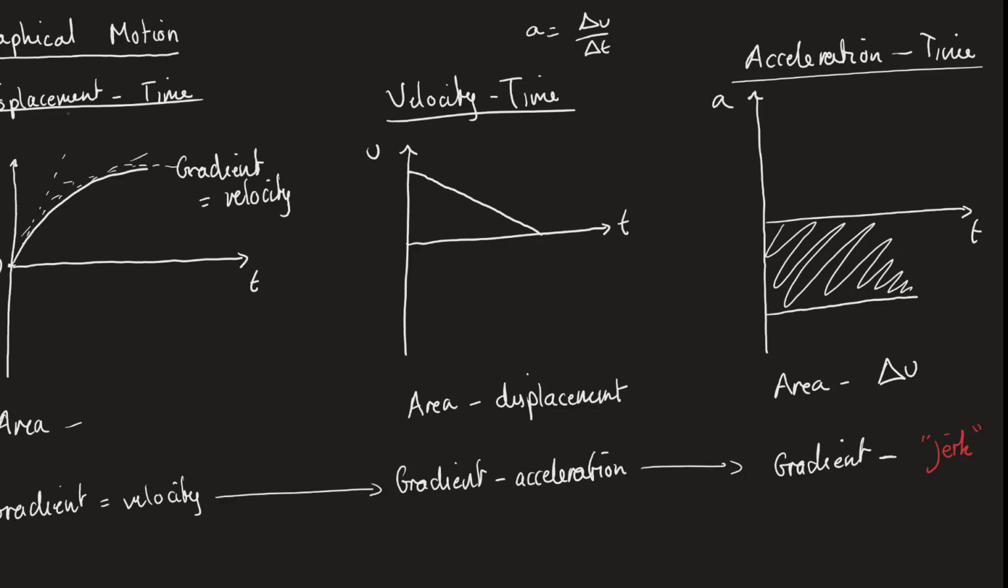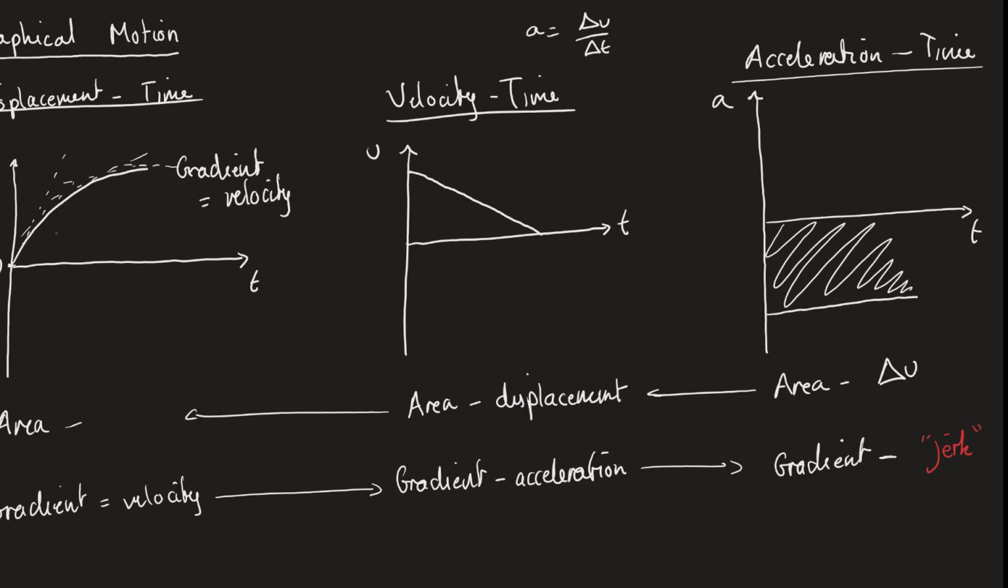So the gradient of a displacement time goes to velocity, the gradient of velocity time goes to acceleration, and the gradient of that would go on to jerk as well. But if we do area, we're actually coming backwards. So the area of an acceleration time gives you velocity, the area of velocity time gives you displacement, okay? And this is the key concepts.